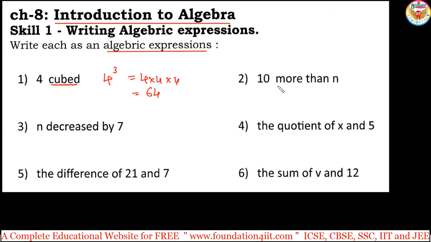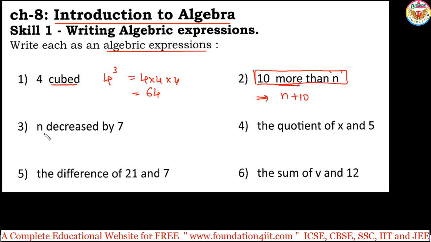And the second one, 10 more than n. 10 more than what? n. n is a variable. 10 more, so n plus 10. Okay, this is the statement. This you can write as the algebraic expression n plus 10, right? Every mathematical sentence or statement, we should convert into algebraic expressions.